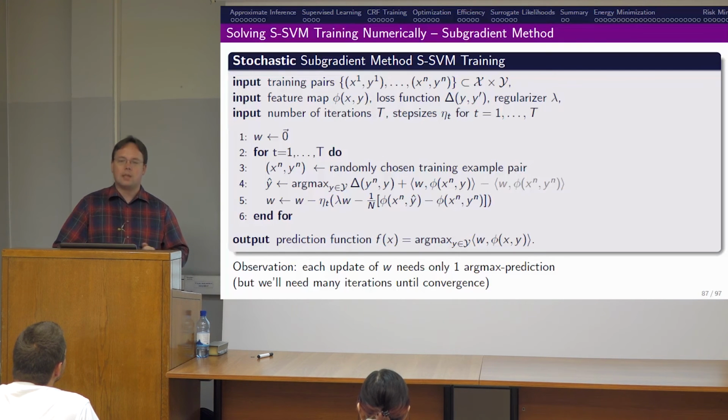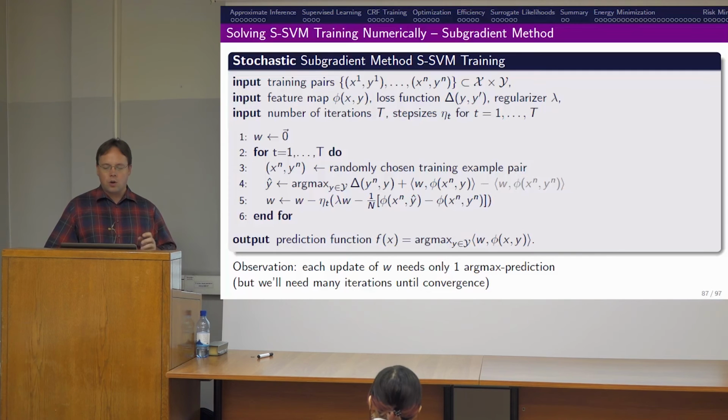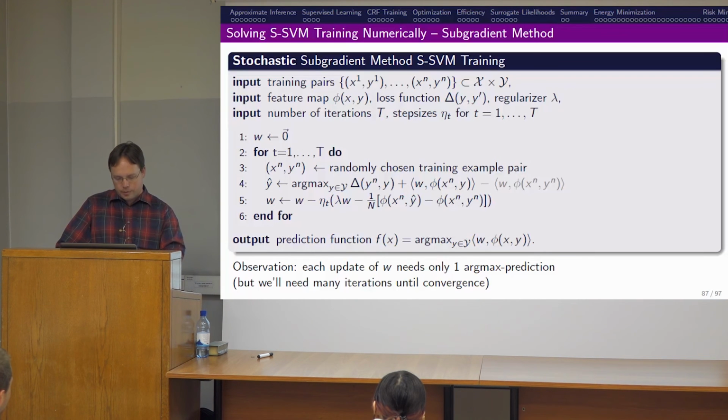The advantage is that it's much more efficient. Instead of having to do these energy minimization operations for each example in order to update W once, now we update the W after only one of these energy minimization argmax steps, namely for the randomly chosen training example. At the same time, we make less progress per step, so we'll be doing more steps, but each step is faster, so it's the usual trade-off of stochastic optimization.